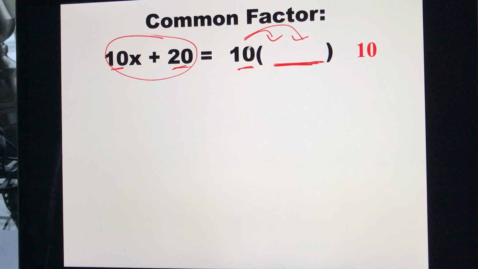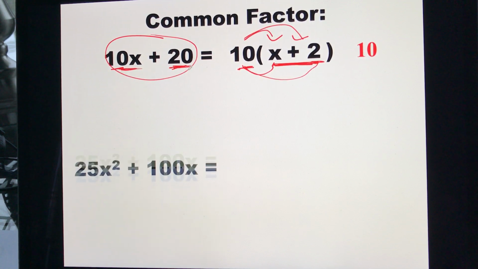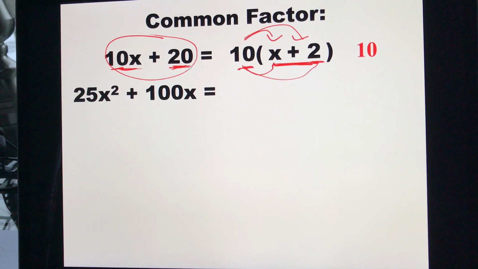And for these simple ones, we can just work it out in our head with our understanding of integers. We know 10 times x is 10x, and we know 10 times 2 is 20. So if I were to use the distributive property here, I would go 10 times x, 10x, 10 times 2 is 20. How about this one? The largest number that divides evenly into 25 and 100.